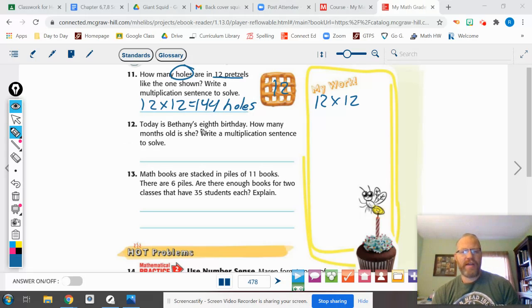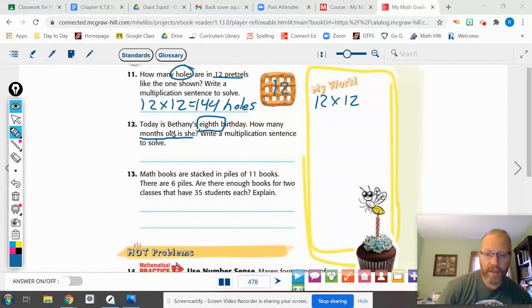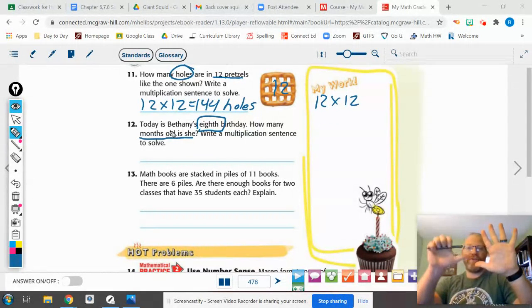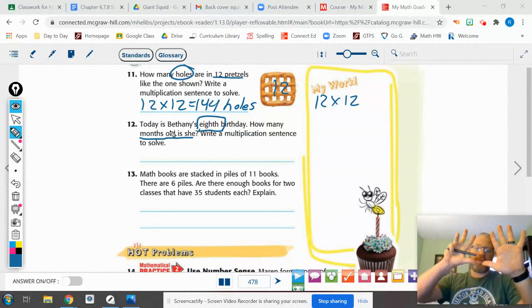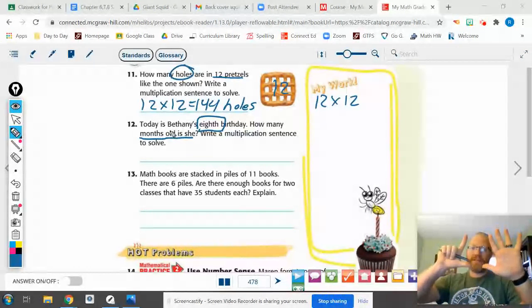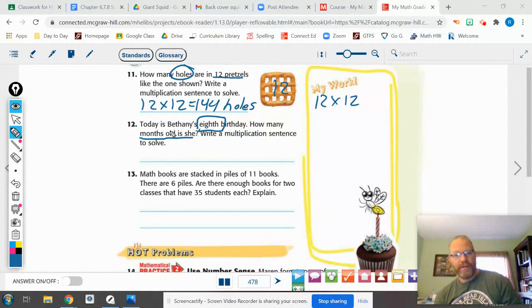Today is Bethany's 8th birthday. How many months old is she? So you have to first say, how many months are in a year? Do you know? How many months are in a year? If you're not sure, say them out loud. January, February, March, April, May, June, July, August, September, October, November, December. So we have 12. So we know we're doing 12 times 8.